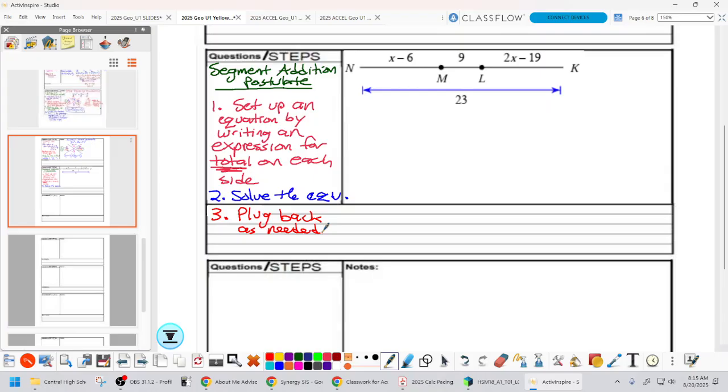This one is pretty straightforward. Some of the ones we'll do won't be quite as much, but this strategy for number 1 will be good for all of those. So that first step is really important. So if we look here, we see that NM plus ML plus LK equals NK. In other words, part of the way plus part of the way plus part of the way equals the whole way across this segment.